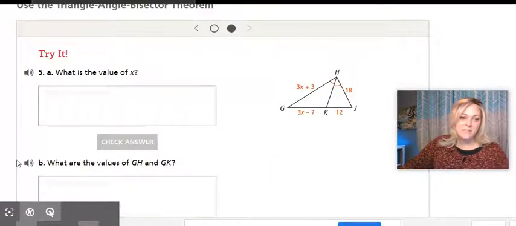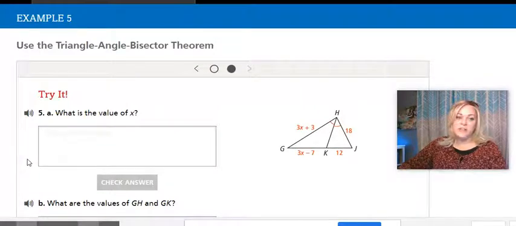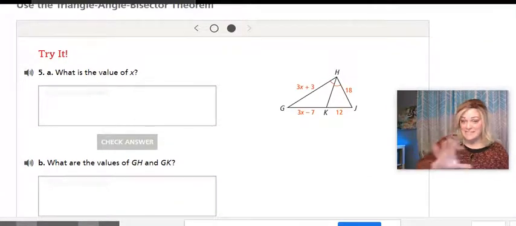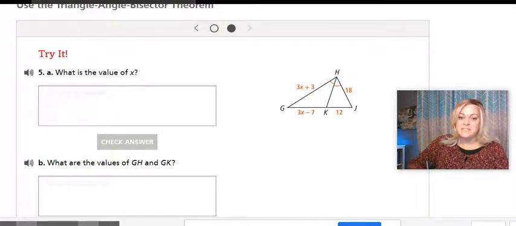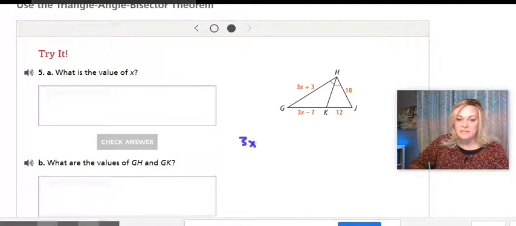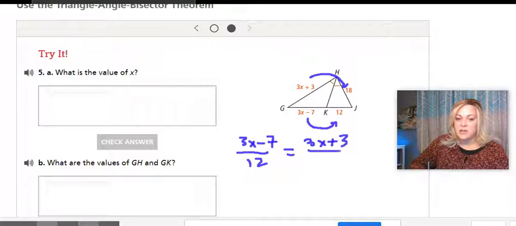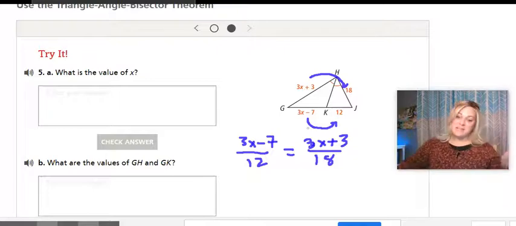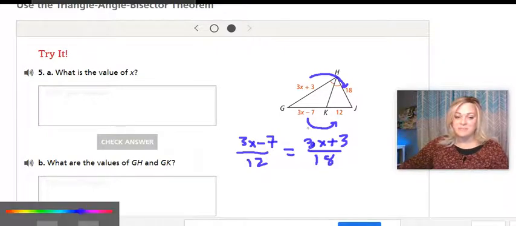All right, here's another one. Try it, number 5. Same idea, triangle angle bisector, but we're going to do it the way the book says. I'm going to take this broken or split side compared to this split side, this full side compared to that full side. So let's set it up. I'm going to say 3x minus 7 over 12, comparing these parts, should equal 3x plus 3 over 18. You will get the same answer as if you did it left side to right side, but here's just another setup, and you can solve from there.